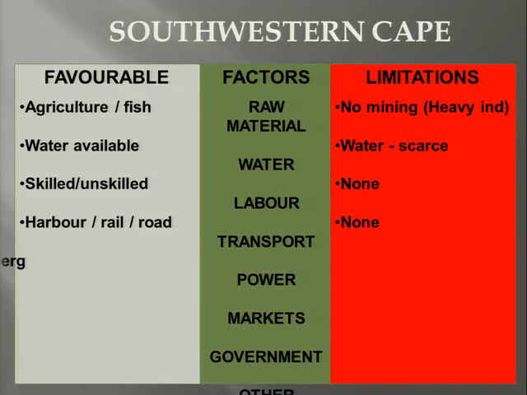Power. What do they use for energy in the Southwestern Cape? They use nuclear power. Remember, there is Koeberg power station that uses nuclear energy. Now, is there a limitation? They do not have coal, so they cannot generate power using coal. And the problem with nuclear power is that it is expensive. Now, let's look at the markets.